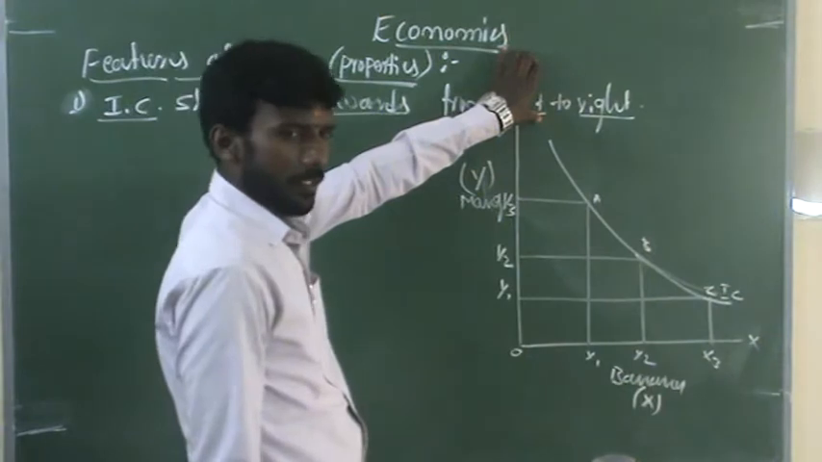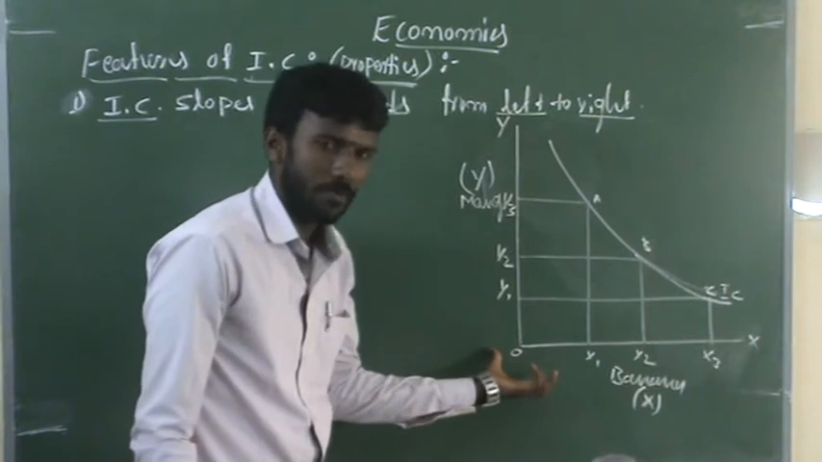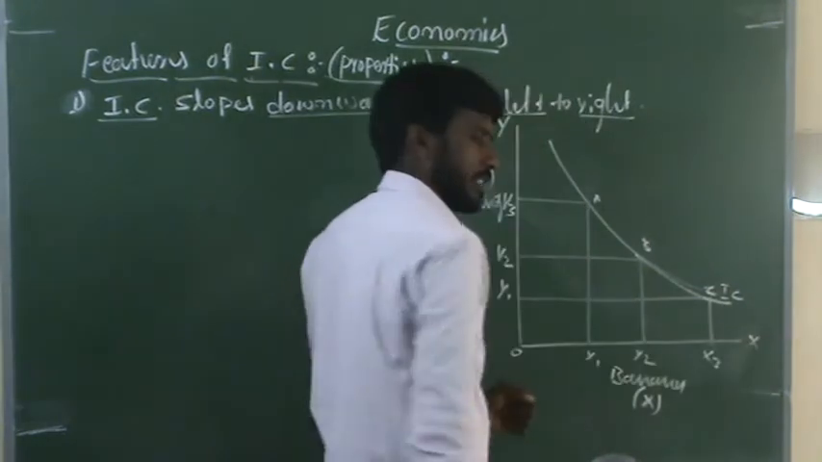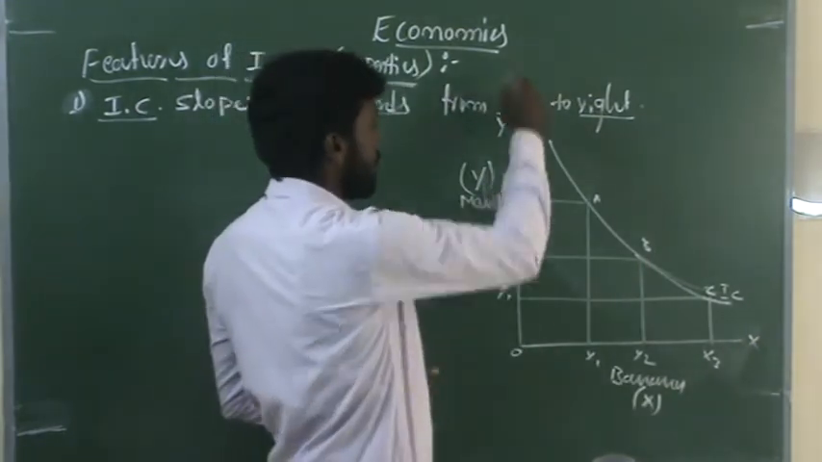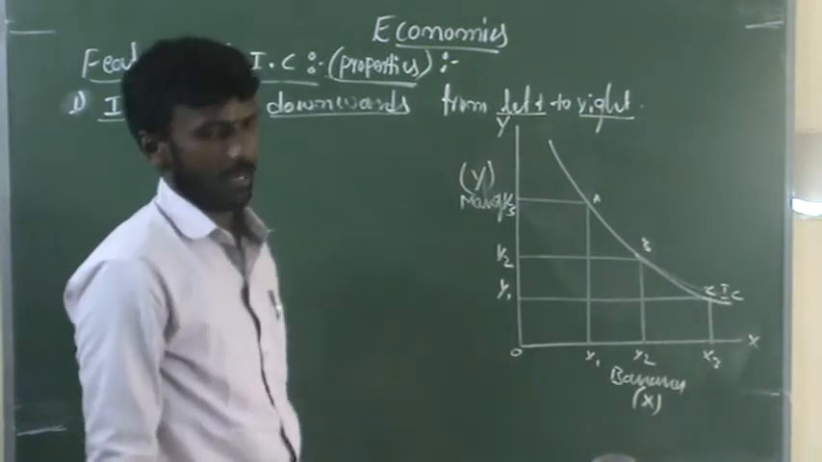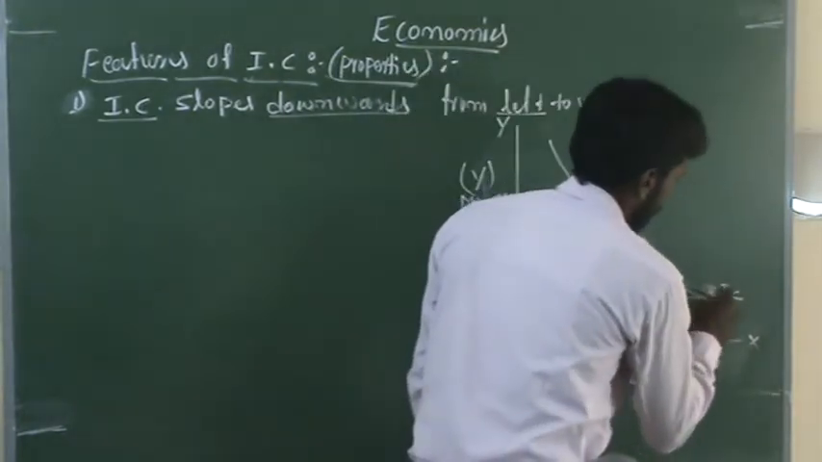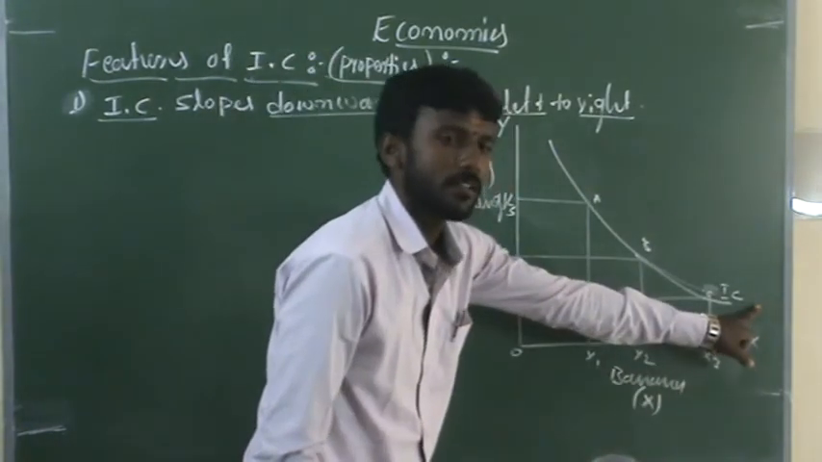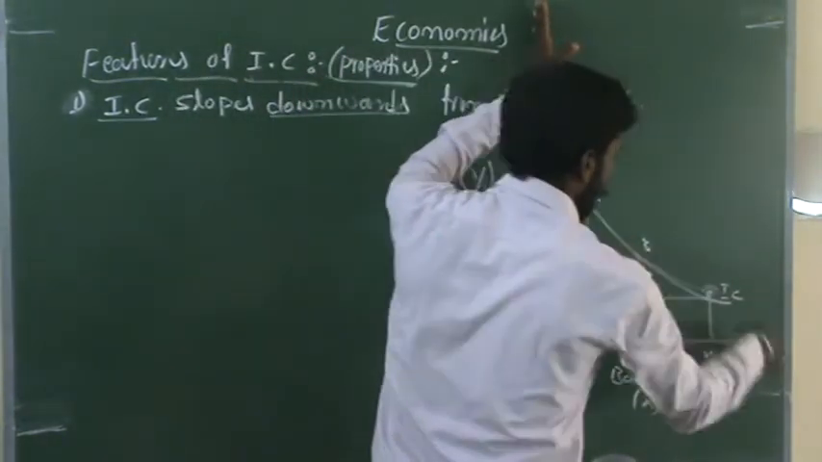Now this property can be explained with the help of one small diagram or graph. The x-axis is representing the x goods or bananas, and the y-axis is representing the y commodities or y goods, the mangoes. Now in this diagram one IC curve will be there. That IC curve is representing the indifference curve. See, that indifference curve is sloping downward from left to right.